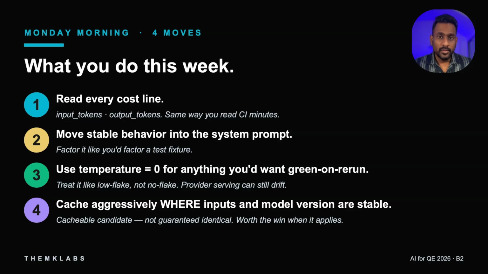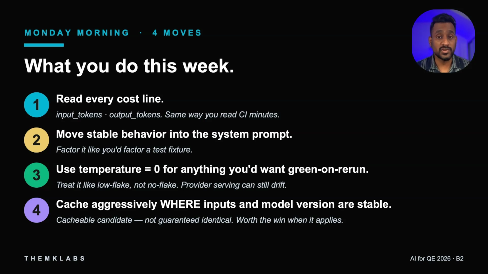All right, so what are you going to do next? Here is what I want you to do, right? Move 1, read every cost line, input tokens, output tokens. Read them the same way you would read CI minutes on your bill. Move 2, move your stable behavior into the system prompt. Factor it exactly like you would factor a test fixture. Move 3, use temperature 0 for anything you would want to stay green on re-run. Treat it like low flake, not no flake.